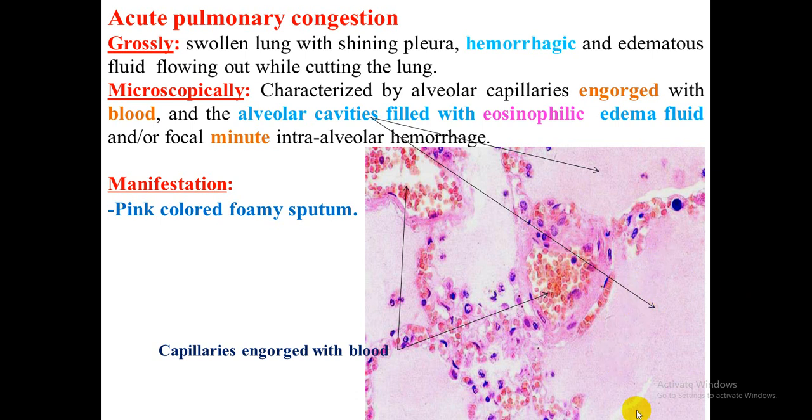Here we have accumulation of pink homogenized edematous fluid in the alveolar spaces containing only a few inflammatory cells, and the inflammatory cells start to infiltrate the alveolar spaces, while the alveolar blood vessels appear congested and engorged with blood and RBCs.